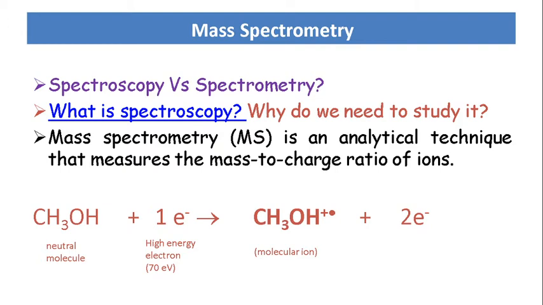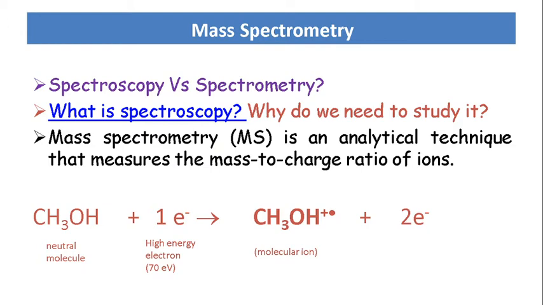So what is the difference between spectroscopy and spectrometry? Normally in spectroscopy, there is an interaction between the electromagnetic spectrum, or light from the electromagnetic spectrum, and the substance. Such type of interaction between the light and matter is absent in mass spectrometry.